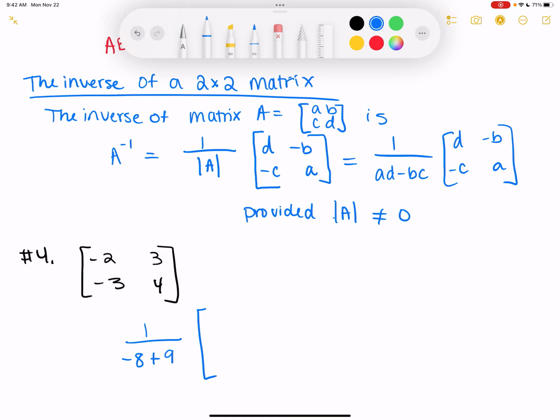And then remember, we're going to swap the -2 and the 4, so it's going to be 4. And I'm going to go ahead and write down the -2. And then remember, we're changing the signs of this diagonal, so this top 3 is going to become -3. This bottom one is becoming +3. So in this case, we just have 1 times that because 1 over -8 plus 9 is just 1. So in this case, my answer is just 4, -3, 3, -2.